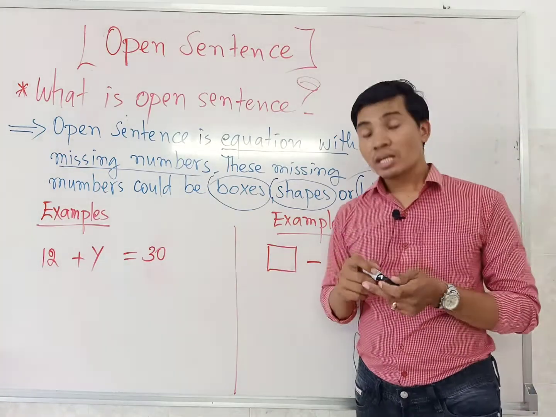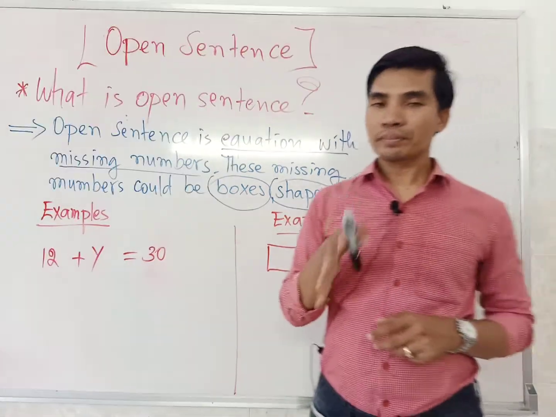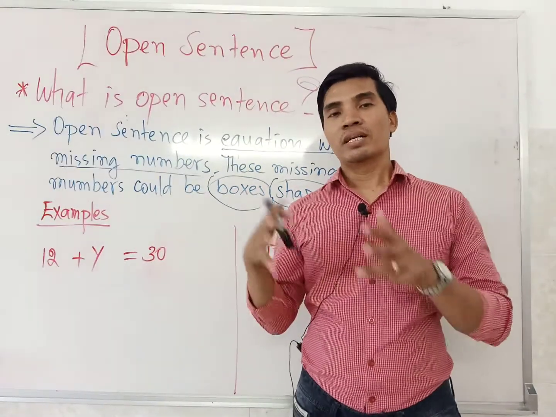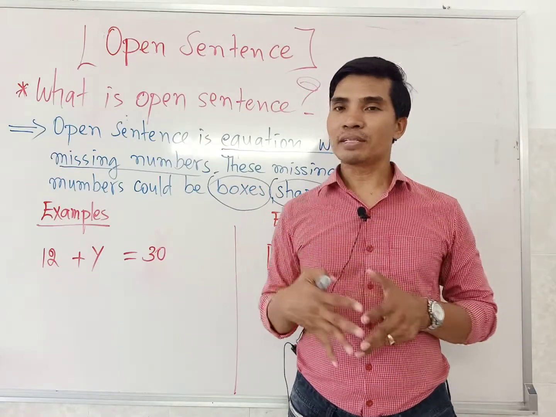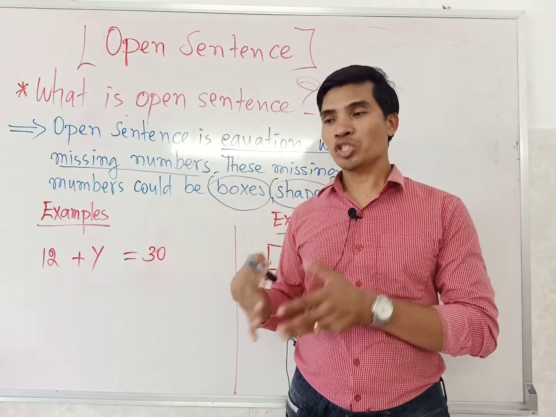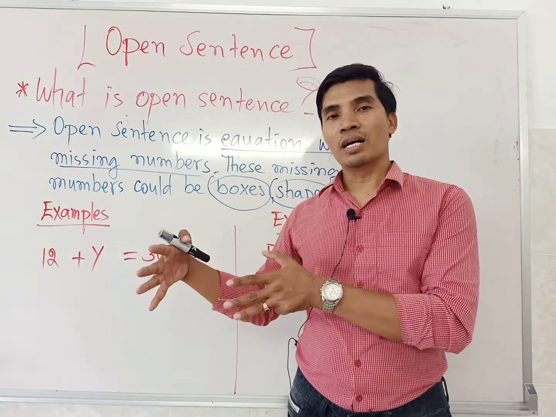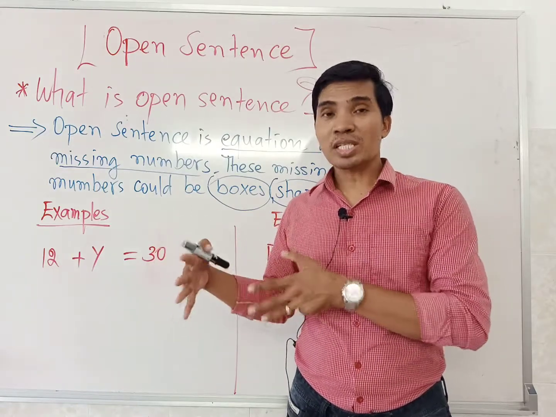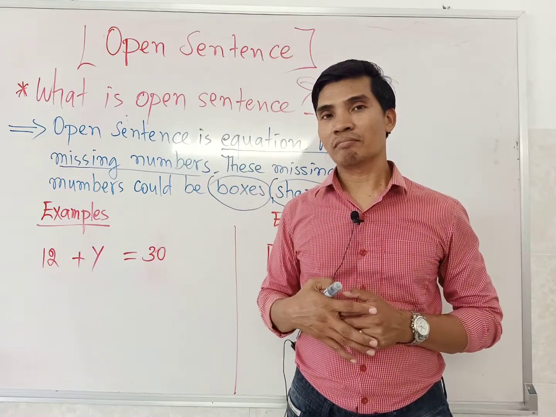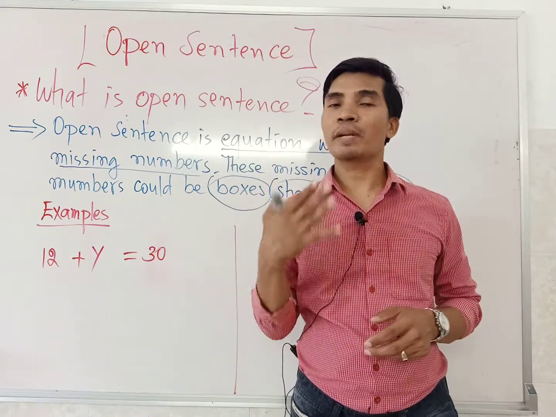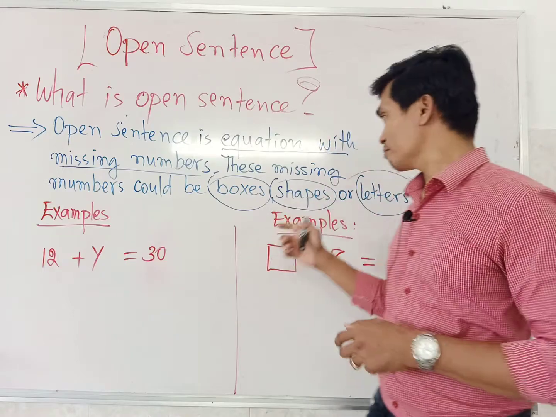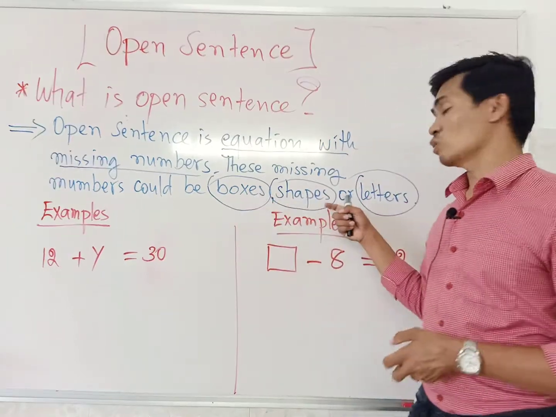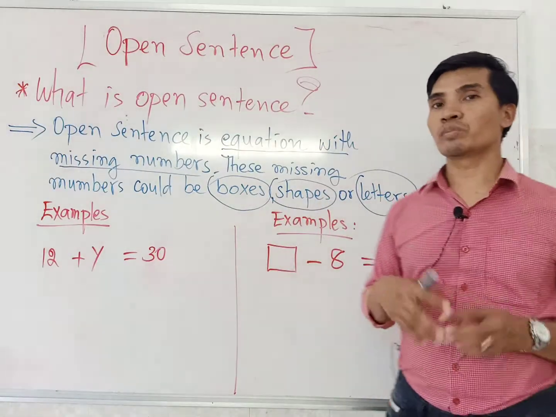So again, when you say open sentences, that is a kind of mathematics where we talk about an equation with two equal sides, and maybe on one side the number is missing, and that number is replaced by boxes. It could be boxes, it could be shapes, and also letters.